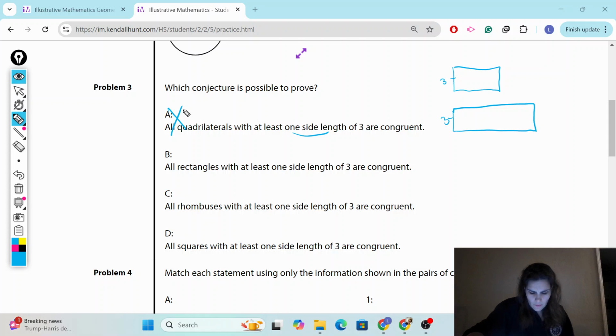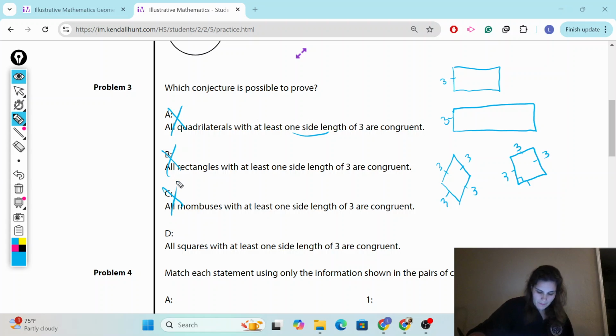All rectangles with at least one side length 3 are congruent. Well, these are rectangles. They both have one side length 3. They are not congruent. Nope. All rhombuses with at least one side length 3 are congruent. Well, let's draw a rhombus. A rhombus has all sides the same. So if one side's 3, all the sides are 3. But this guy right here is also a rhombus. He happens to be a square as well. They are not congruent because they have different angles, so nope.